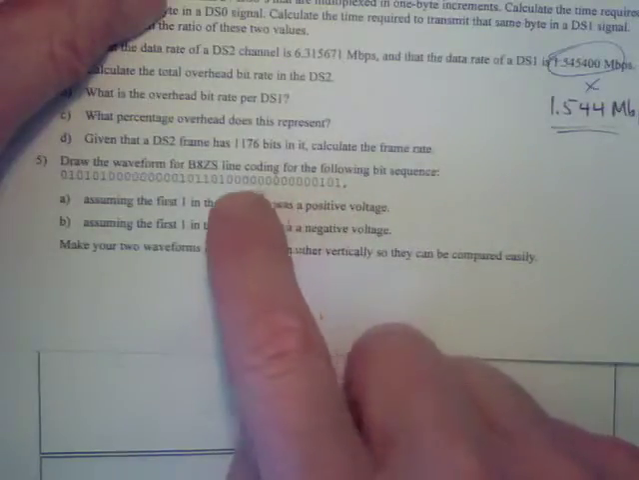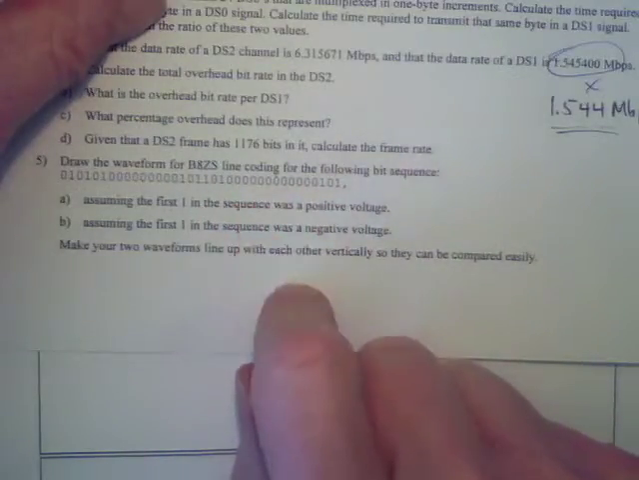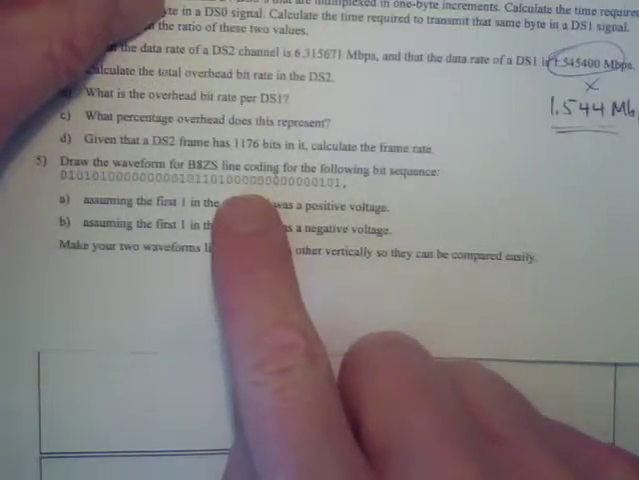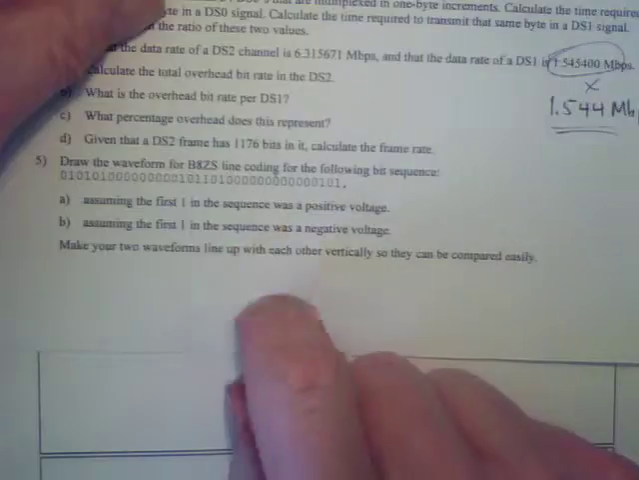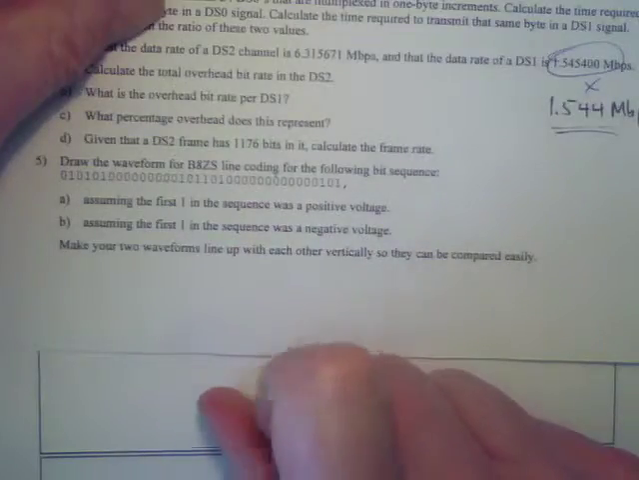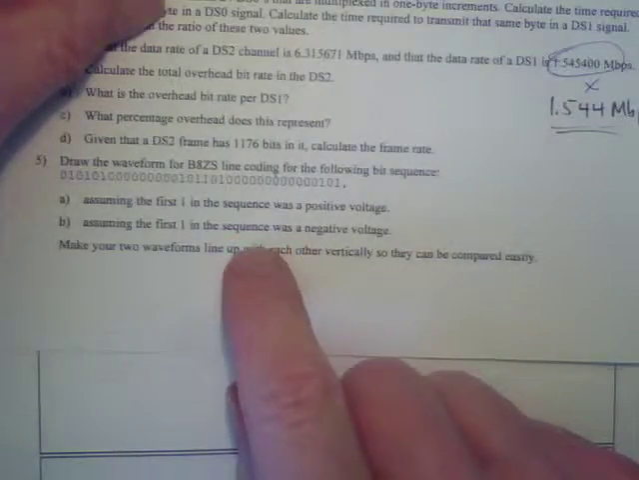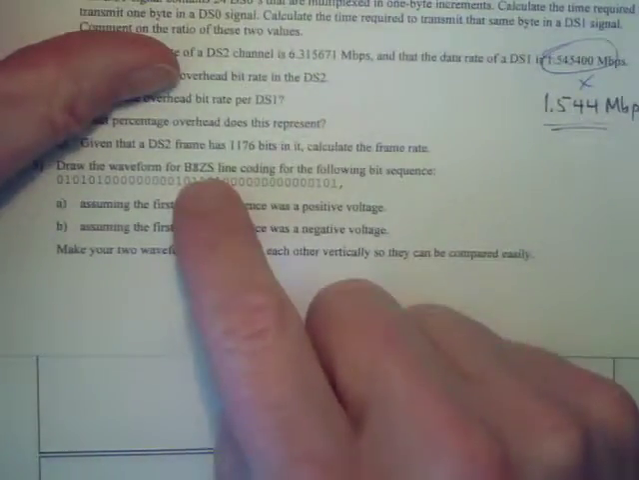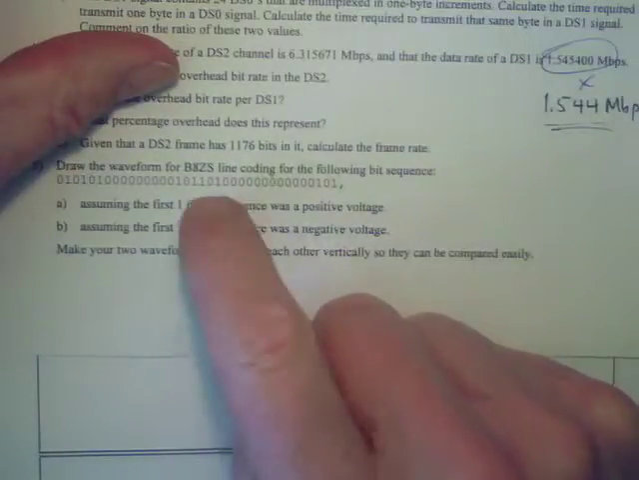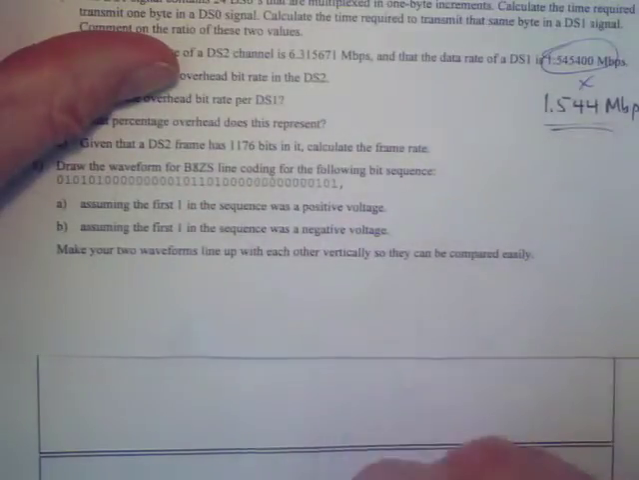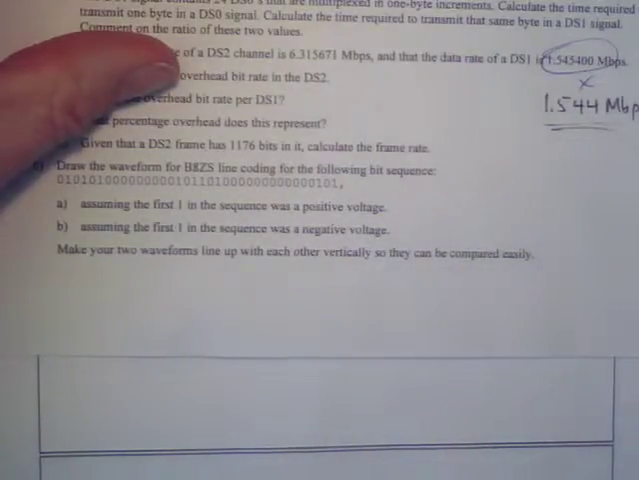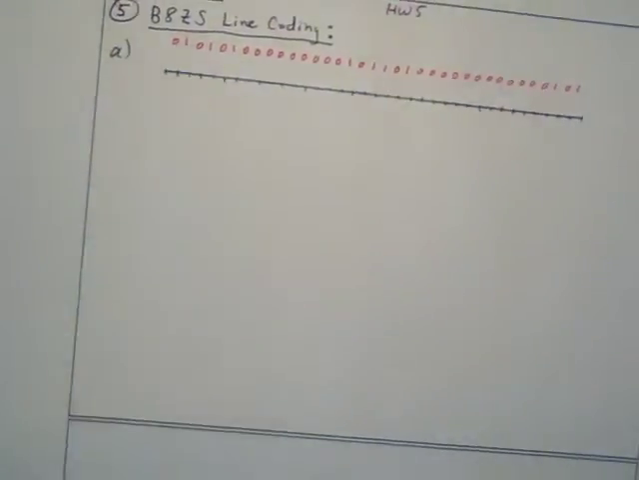And you'll recall that B8ZS is used for a T1 line, and it's a bipolar AMI encoding where every time we get 8 zeros in a row, they're replaced by a certain pattern with 2 code violations. And in AMI, alternate mark inversion, what we're doing is we're getting either positive voltage or a negative voltage, and they alternate every time we get a bit.